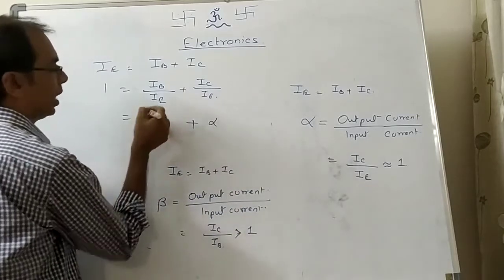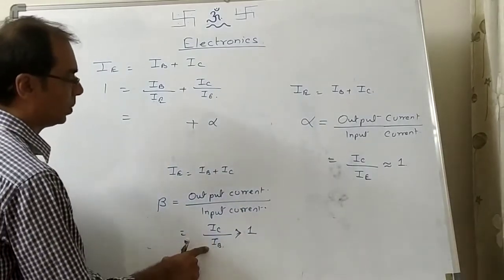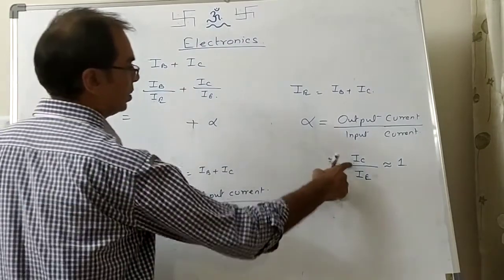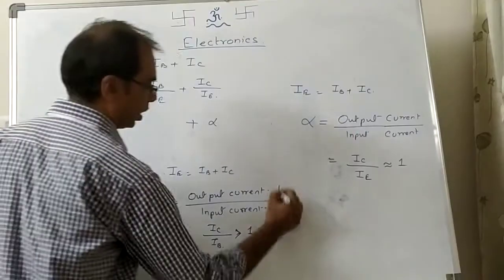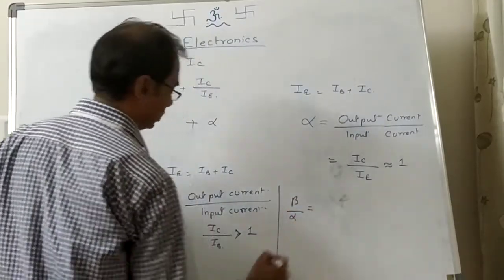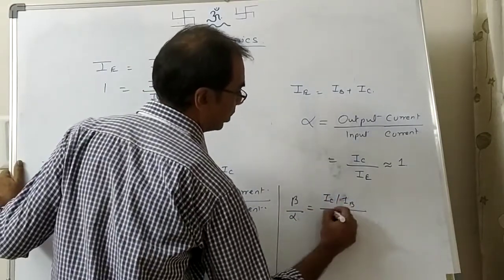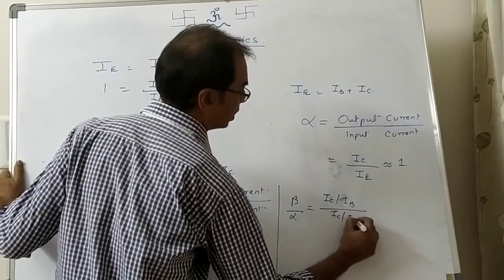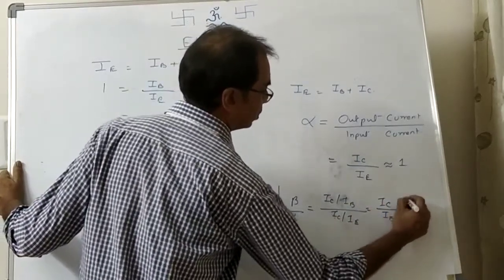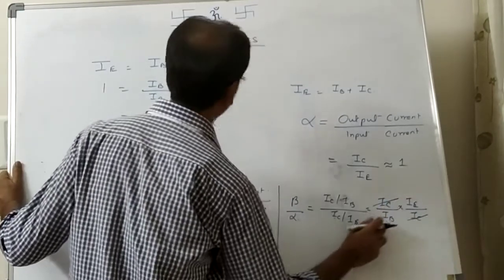Now IB by IE, what? Okay, so we know that beta is IC by IB, and alpha is IC by IE. So let's find the ratio of them, beta by alpha, let's say. It comes out to be IC by IB divided by IC by IE. So what will you get? IC by IB into IE by IC. This gets cancelled. It is IE by IB.